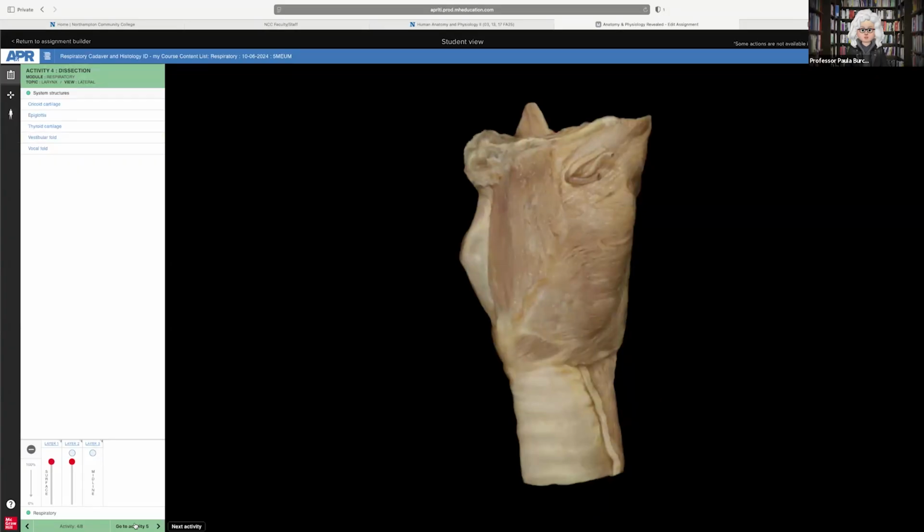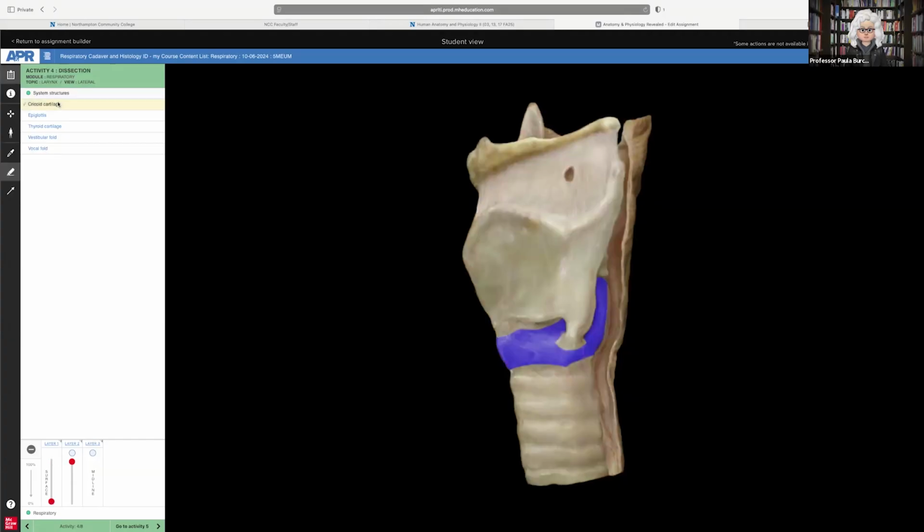This is looking at a lateral view. Again, here is your trachea, and this is going to be the thyroid cartilage. Here we've removed some of the muscles so that you can see deeper structures. There's the cricoid. So we looked at the cricoid in another view.